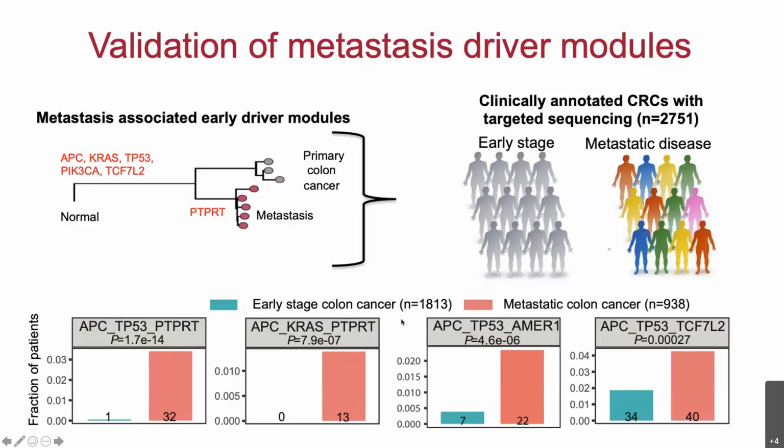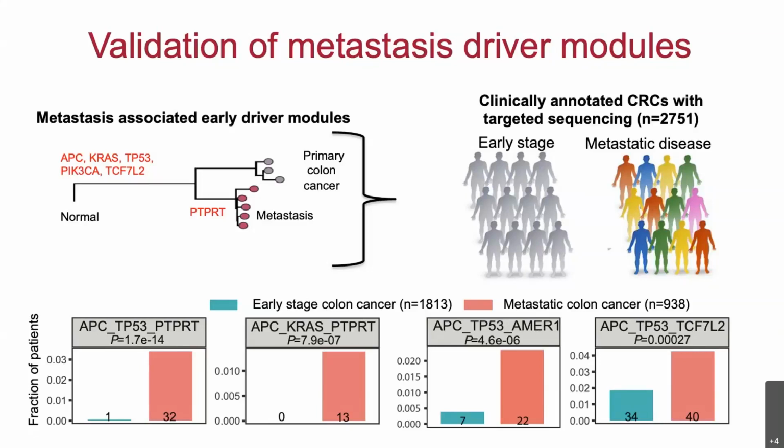The same goes for other combinations such as APC, KRAS, and PTPRT, so you can substitute in KRAS for TP53. But there are also other additional drivers such as AMER1 and TCF7L2. What these genes and combinations have in common is that they tend to be associated with overcoming niche independence and with Wnt signaling. So this isn't necessarily a terrible surprise: if you have the right combination of events, not just any combination of events, the tumor cell is really poised to disseminate.